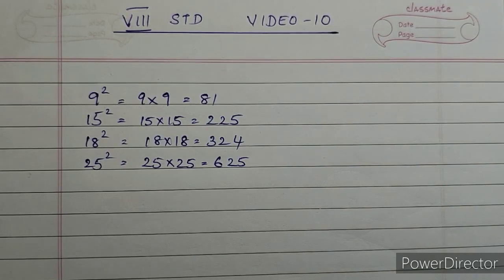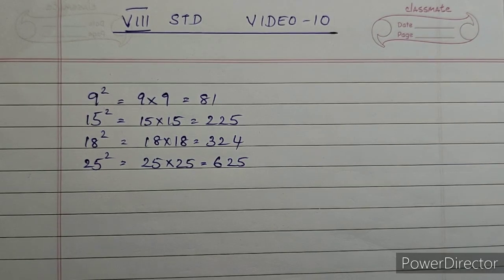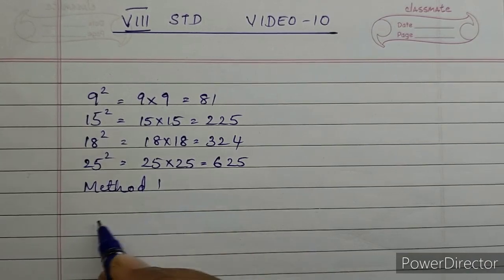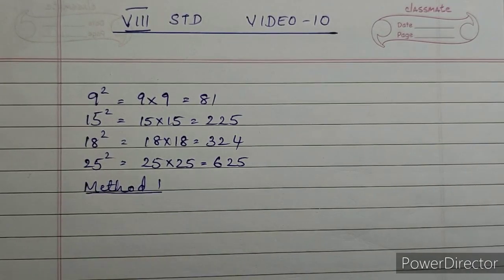There are some other methods also to find the square of a number. A few methods we are going to discuss today. So first method, method 1. This method is not applicable for single digit numbers. For bigger numbers, that is 2 digit, 3 digit numbers and so on, you can use this method. One example I will show you, so you will understand how to do that.